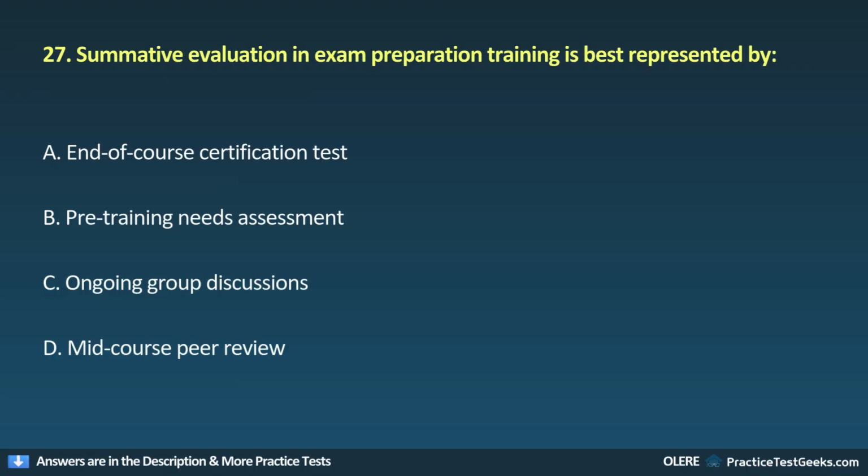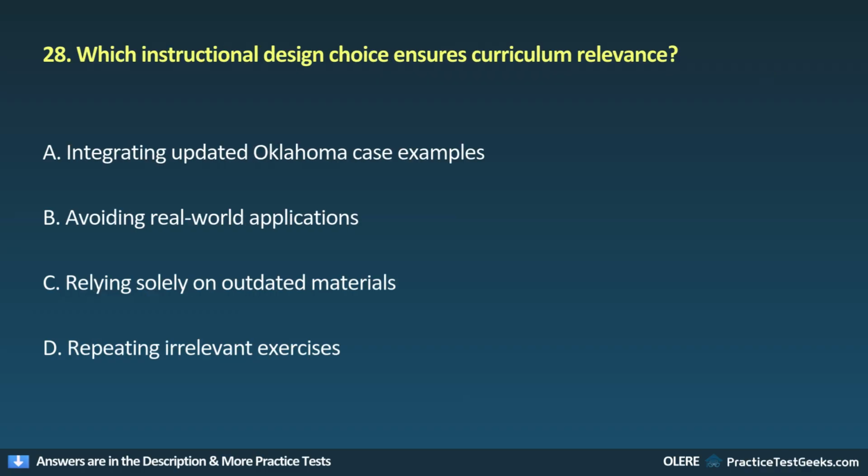27. Summative evaluation in exam preparation training is best represented by A. End of course certification test. B. Pre-training needs assessment. C. Ongoing group discussions. D. Mid-course peer review.